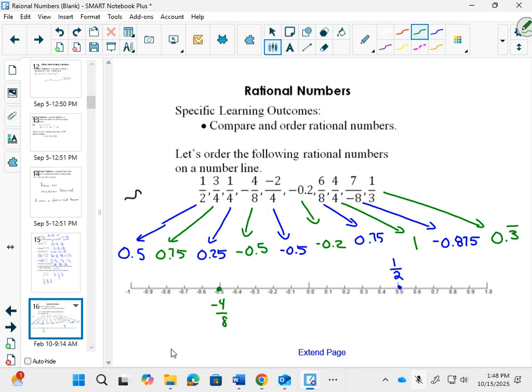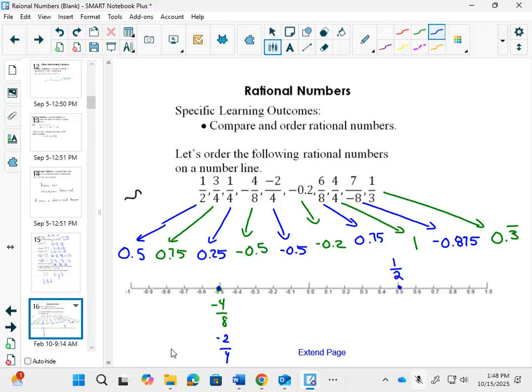Negative 0.5. I've got another one in blue. That's the same dot, right? I'm going to write that one right underneath that. Negative 2/4 and negative 4/8 are exactly the same. Does that make sense to you that they are both equal to negative 0.5? Those two numbers are exactly the same.